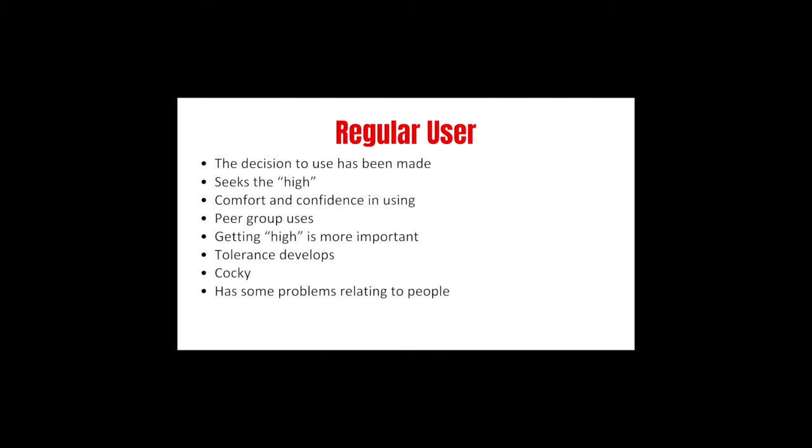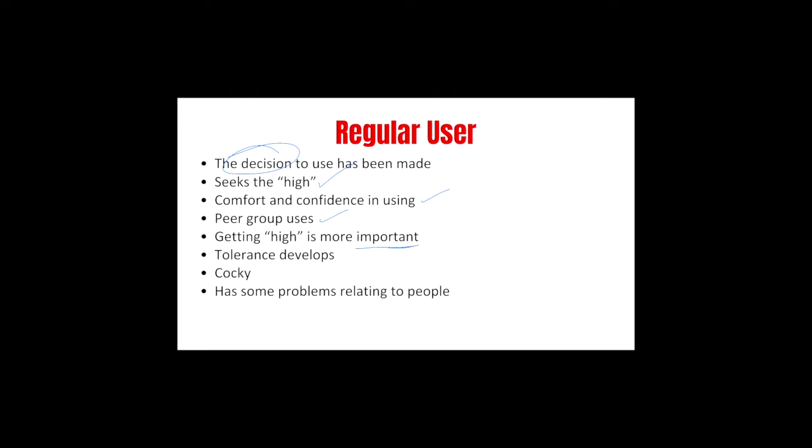Now, moving away from the experimenter and having made the decision to use on a regular basis is the regular user. So the regular user probably started as an experimenter and has now eventually moved on to becoming a regular user. They are constantly seeking that high. They're comfortable and confident in using whatever is their drug of choice. Typically for regular users, their peer group are also users. Getting high is very important for a regular user. They're slowly developing a tolerance. They're very cocky, and they have some problems relating to people who, let's say, aren't taking whatever their drug of choice.